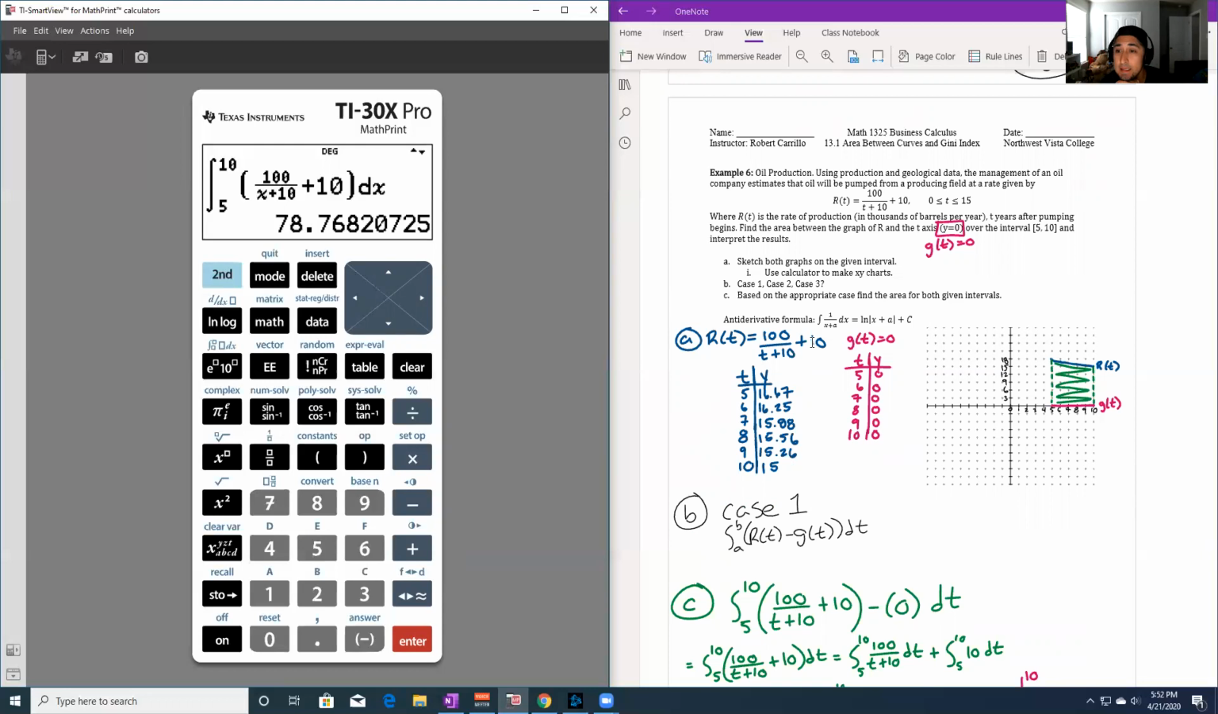So what we want to say is that from 5 to 10 years, we are going to produce 78.76 thousand barrels. So D, let's interpret our answer. Right here, I'll do it right underneath. We're going to do D. So interpret.